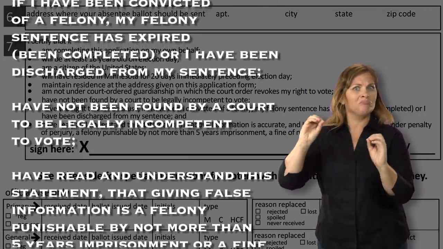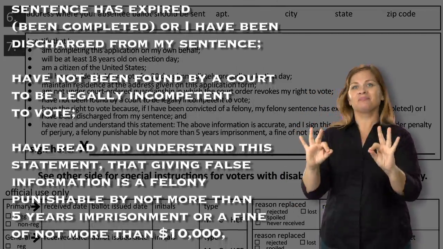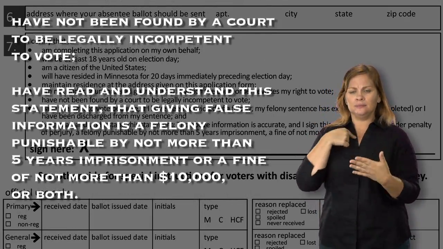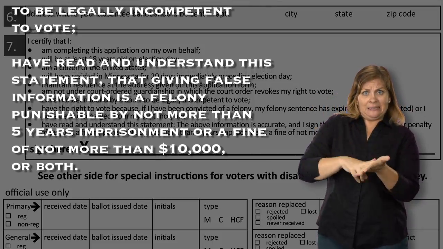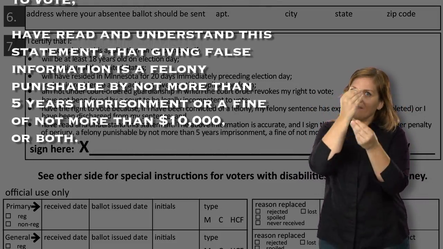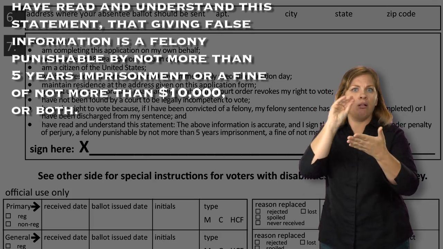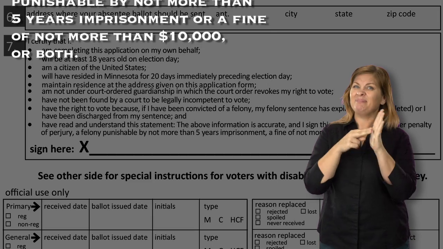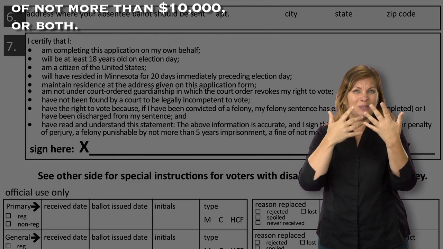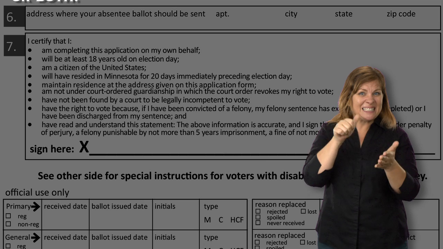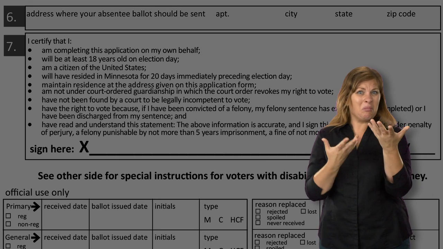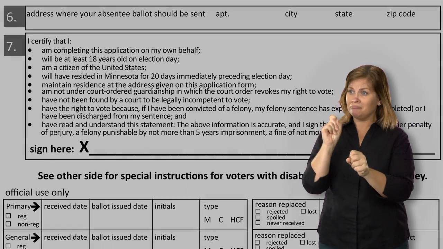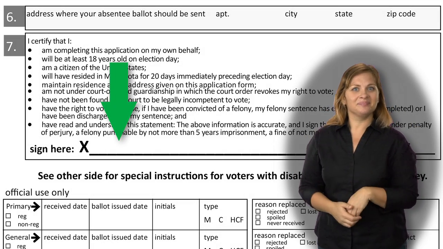have not been found by court to be legally incompetent to vote, and have read and understand this statement that giving false information is a felony punishable by not more than 5 years imprisonment or a fine of not more than $10,000 or both. If every statement applies to you, sign your name.